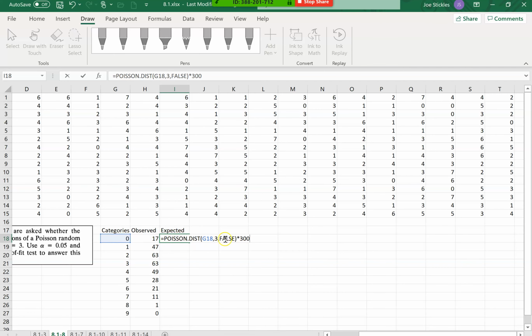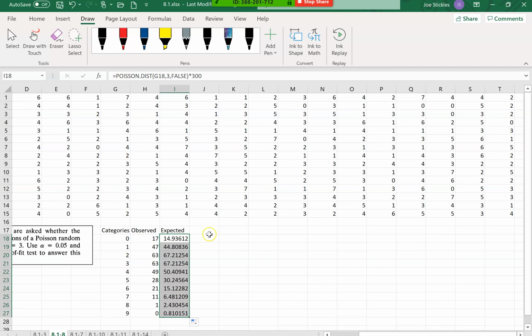Because I'm doing probability times number of trials. With the Poisson distribution, how many zeros should I expect to see? The probability that I see a 0 is given by this function, and then I multiply by 300 to see how many I expect to see. Let's copy that down. So over 300 trials, if I had a Poisson distribution with a mean of 3, this is how many we would expect to see.